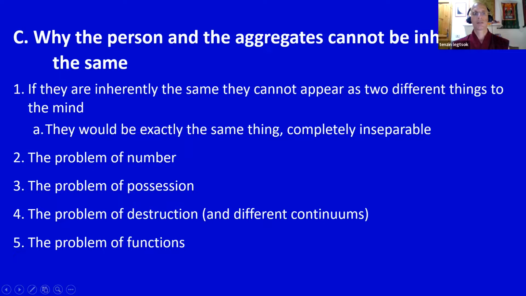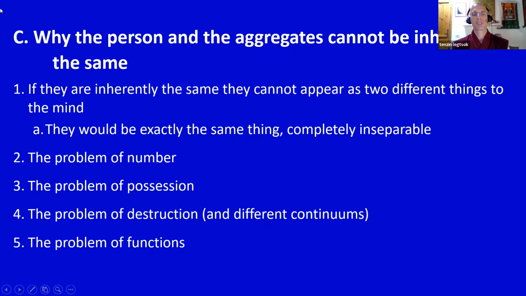Then the next, the problem of number. The aggregates are a collection of many things, the body and mind, and the body has many parts. The mind has many parts. So they're a collection of multiple things, whereas the I is just one thing. So if they're inherently the same, then either the I has to also be multiple, like the aggregates, or the aggregates have to just be one, like the I, because they would be the same thing. They can't be, right? One can't be many and the other just one thing. So there's a problem of number.